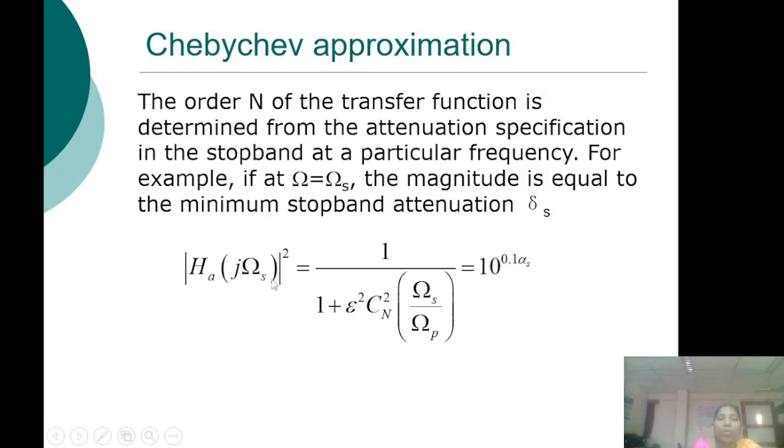Now this is the formula to calculate the order of the filter, which is given by Ha of j omega the whole squared equal to 1 by 1 plus epsilon squared Cn squared omega s by omega p. In short form we can express it as 10 power 0.1 alpha s, so we are equating with this one.